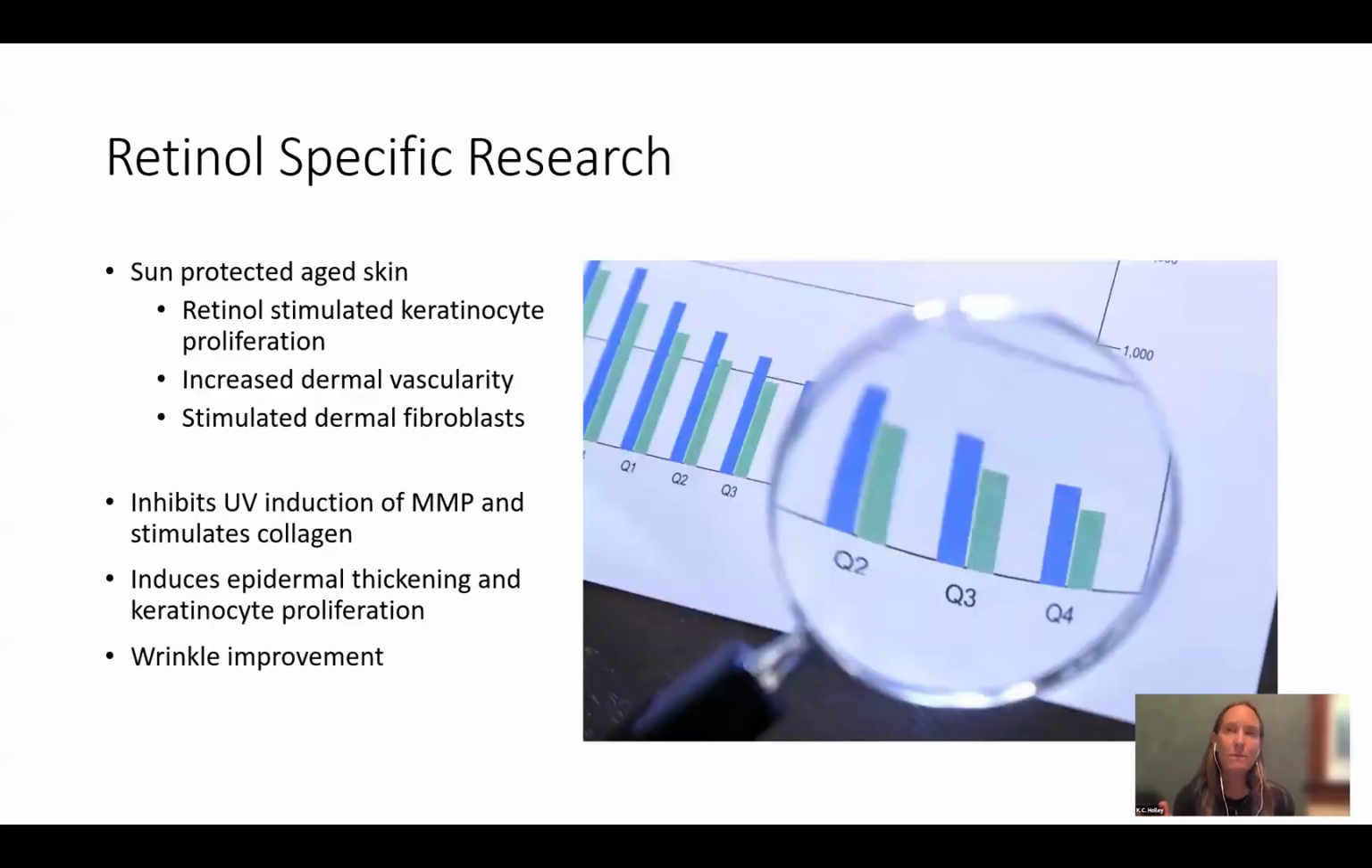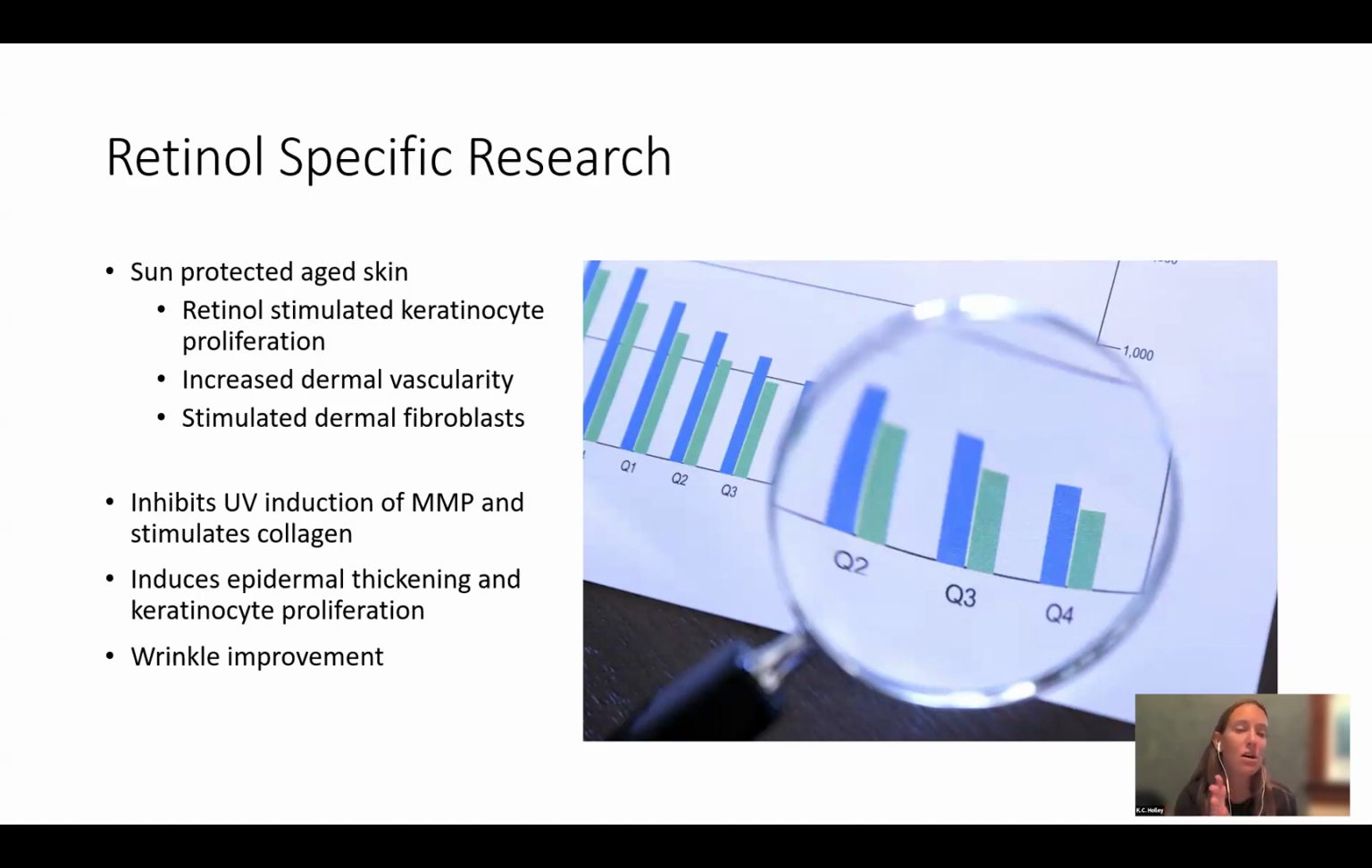And so we talked about the benefits of retinoids, right, or retinoic acid. But if we look at this research specific to retinol, because this is an encapsulated retinol, right? Retinol itself, in sun-protected aged skin, has the ability to stimulate keratinocyte proliferation. So that's another way of saying that it helps to stimulate cell renewal. It can increase that dermal vascularity, so the transition of nutrients between the dermis into the epidermis, and it can stimulate fibroblasts. Fibroblasts are actually the cells inside the dermis that then produce that collagen and elastin.